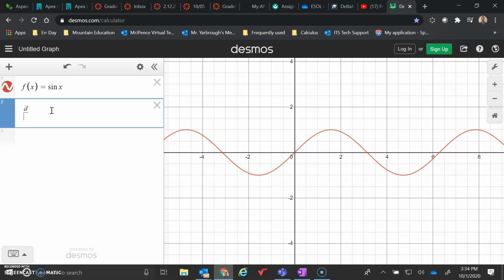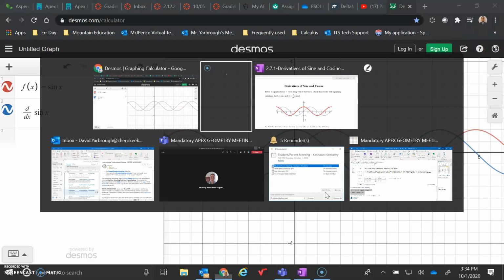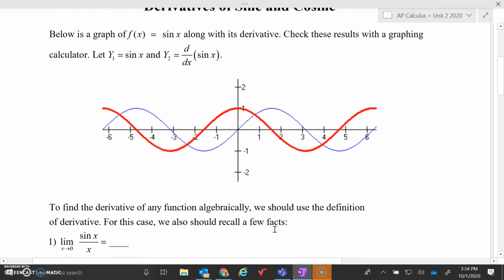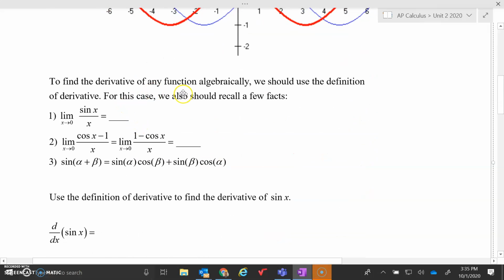So basically I just want to find the derivative of sine x. And there you have it. And that looks just about like what we have on these notes, right? So to find the derivative of any function algebraically, we should use the definition of derivative.